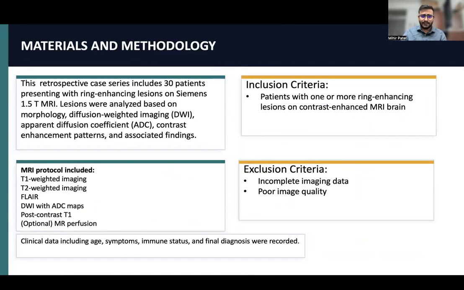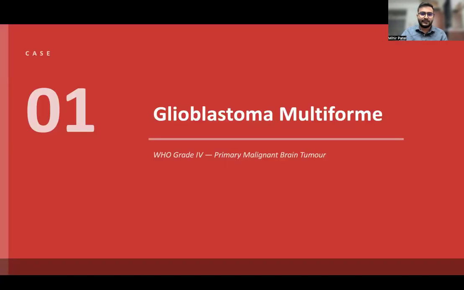Materials and methodology. This retrospective case series includes 30 patients presenting with ring enhancing lesions on a Siemens 1.5 Tesla MRI machine. Lesions were analyzed based on morphology, DWI, ADC, contrast enhancement patterns, and associated findings. The MRI protocol included T1, T2, FLAIR, DWI with ADC, T1 with contrast, and MR perfusion. Inclusion criteria: patients with one or more ring enhancing lesions on contrast enhanced MRI brain were included, excluding incomplete imaging data and poor image quality.